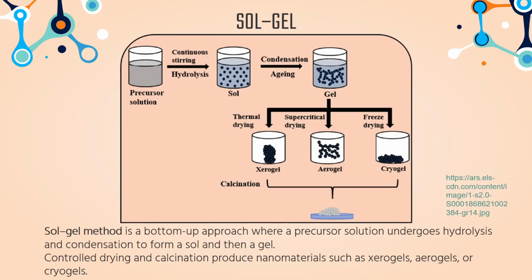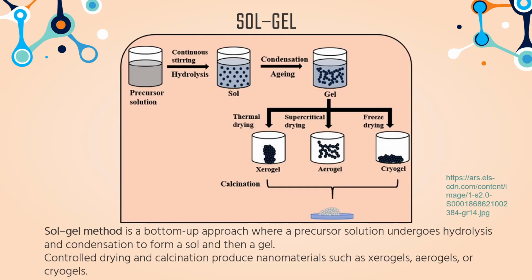In this sol-gel method, a precursor solution will undergo hydrolysis and condensation reactions to form a sol, which later will transform into a gel. Subsequent drying and calcination processes result in nanomaterials. Examples are xerogels or aerogels. The image here clearly depicts the transition from sol to gel, and finally you can see a solid nanostructure is formed.